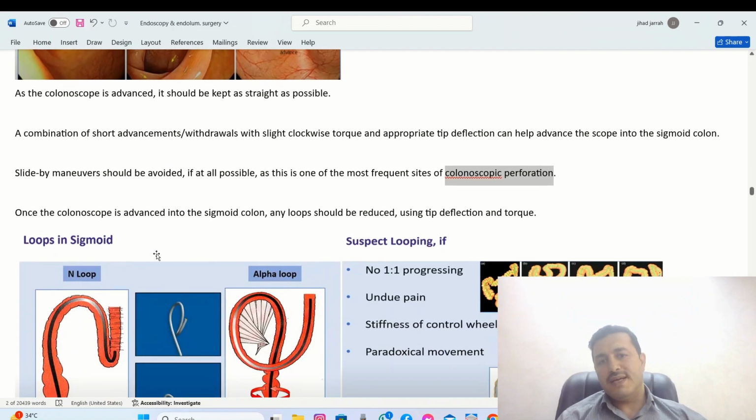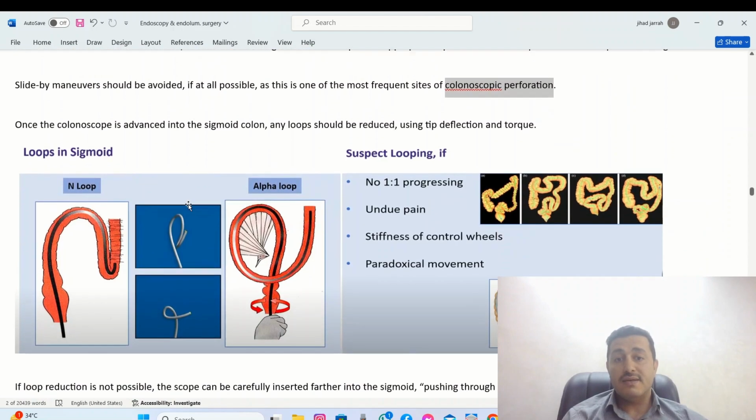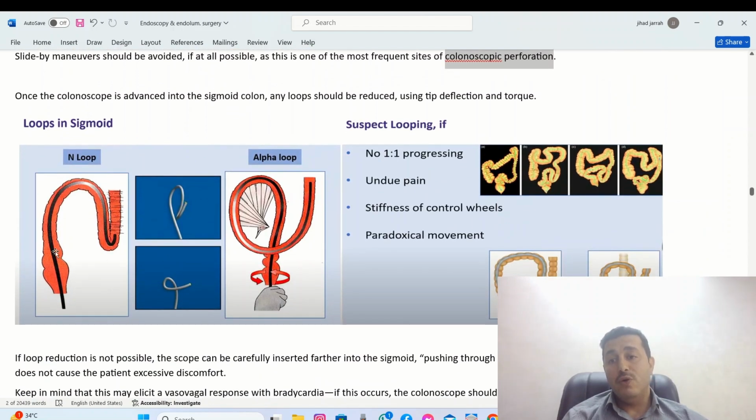Okay, looping is common, especially in the sigmoid. We know that the sigmoid is the most redundant part of the colon, and not only that, it is most likely to have diverticulosis. Some diverticuli will be large enough that they mimic the true lumen of the colon, and also there is a higher muscular tone. This is what we mean by looping.